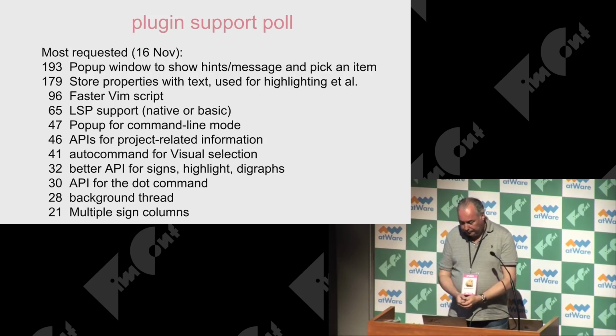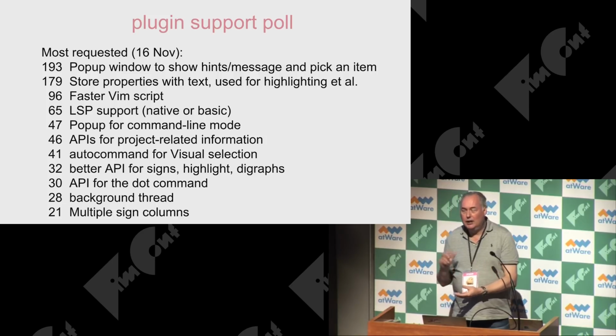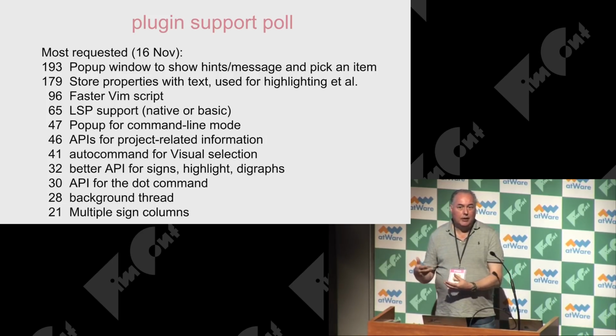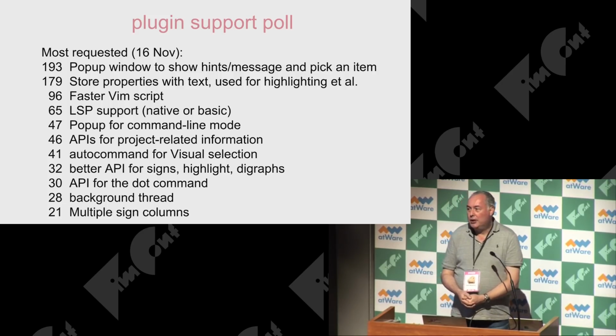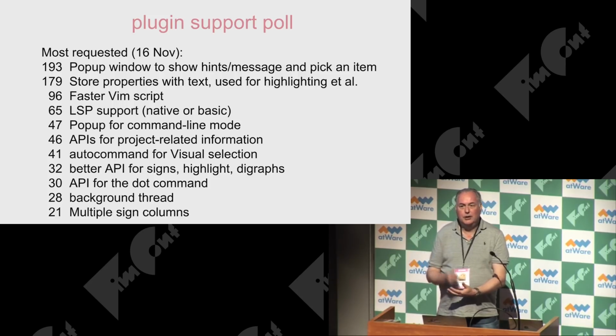Another thing is to store text properties. So currently we have syntax highlighting, but that's all dynamic. So the output of the highlighting is never stored. It's always generated the moment you refresh your screen. And a lot of people say, well, we actually want to store that information with the text.